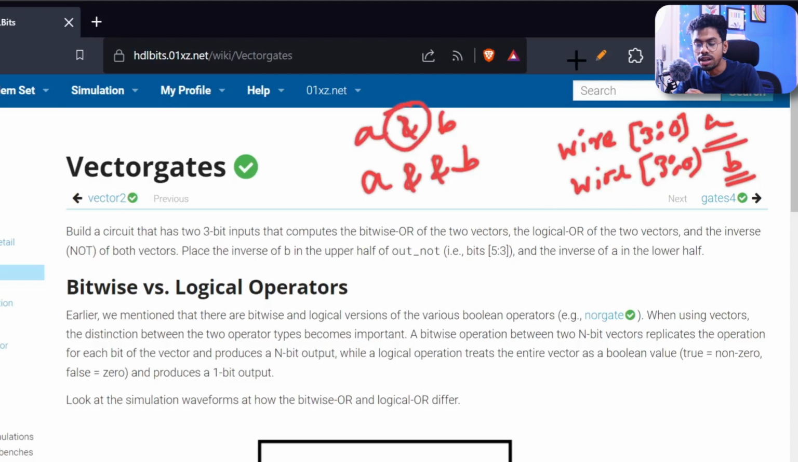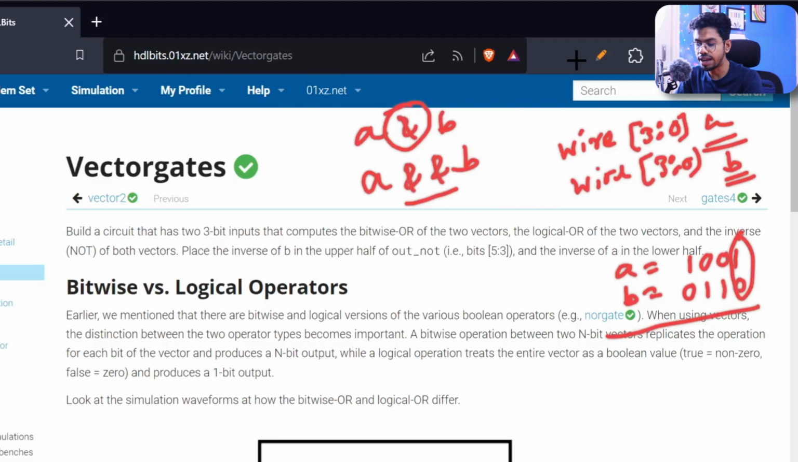If you use only one &, then it's a bitwise AND, and if you use two, then it's a logical AND. So what does it mean? For example, your a you have taken as 1001, and b you are taking as 0110, 4 bits, right? We have defined it for 4 bits. So bitwise AND means we will just take each bit: 1 and 0 is 0, 0 and 1 is 0, 0 and 1 is 0, 1 and 0 is 0. So our answer, if I assign this to probably C, then C will also be of 4 bits, and the answer will be 0000.